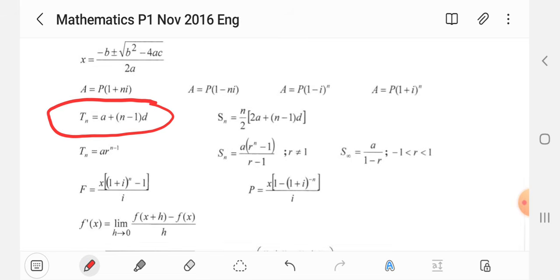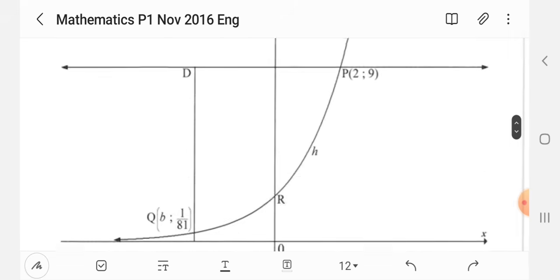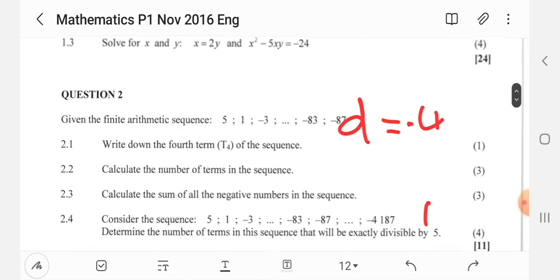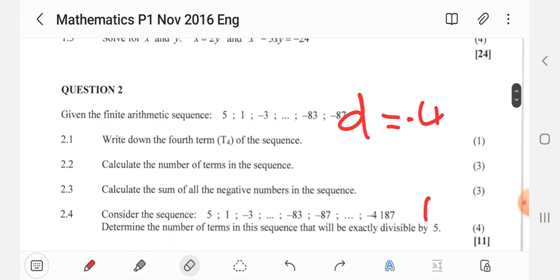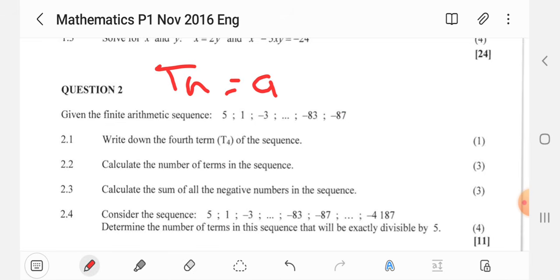So arithmetic sequence, we are going to use them. They even put them together nicely for you guys. How cute. So it's Tn equals a plus n minus 1 into d. A is the first term of the sequence. Sorry, I'm going ahead of myself.